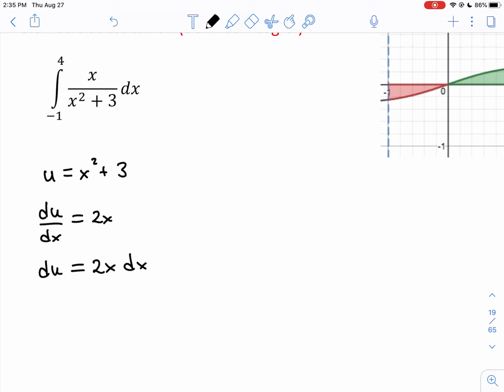If I stop here solving for du, then I'm going to do the constructive approach of du. Let's actually take this one step further and solve for dx. So now divide both sides by 2x, just to show you, again, the variety in which you can do this.